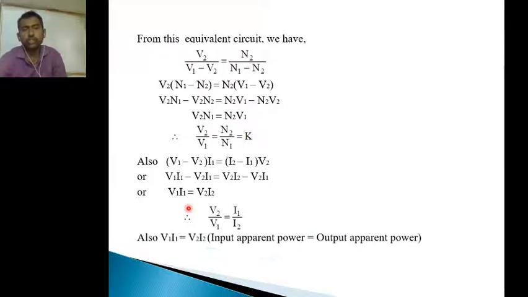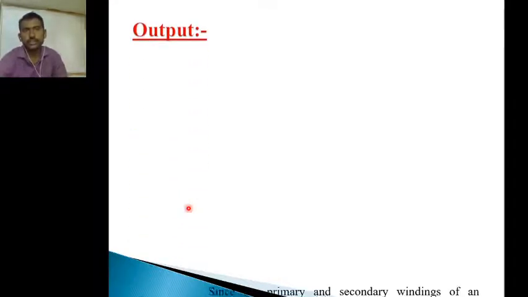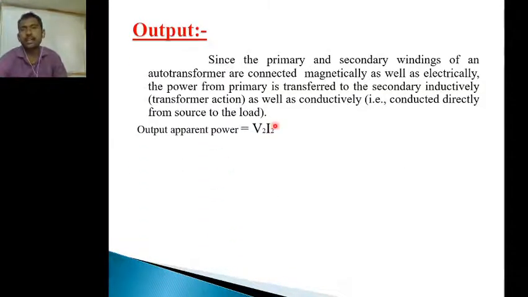And coming to the output equation, since the primary and the secondary windings of an auto transformer are connected magnetically, by observing the diagram, they are connected magnetically as well as electrically. The power from the primary is transferred to the secondary inductively as well as conductively. Inductively means normal transformer action, and conductively means both the windings have a common winding, so on that common winding some current will flow. That is called conductively. Conductively means conducted directly from the source to the load.